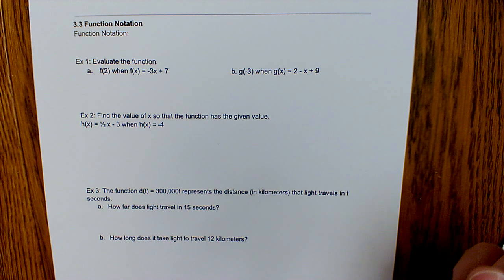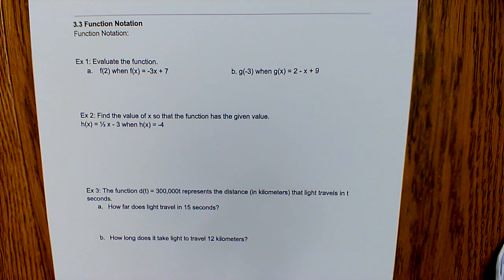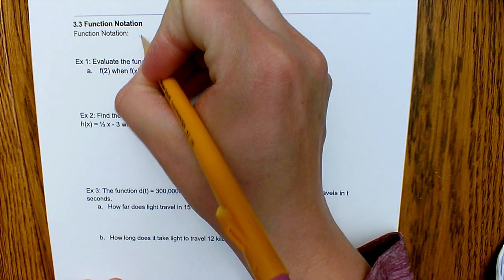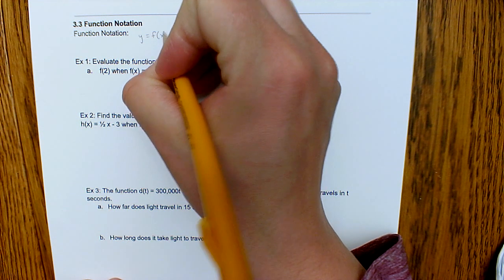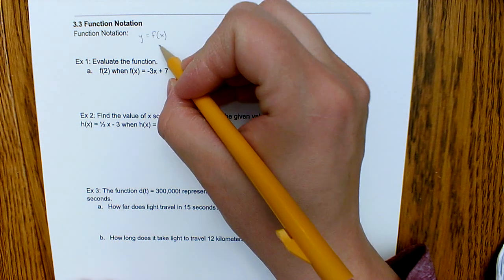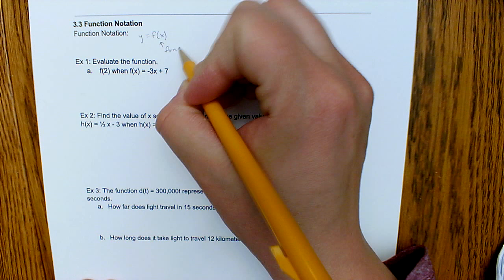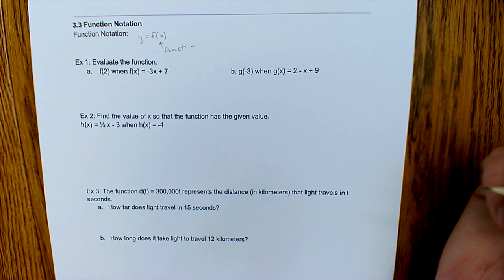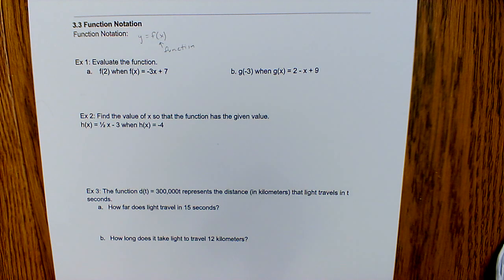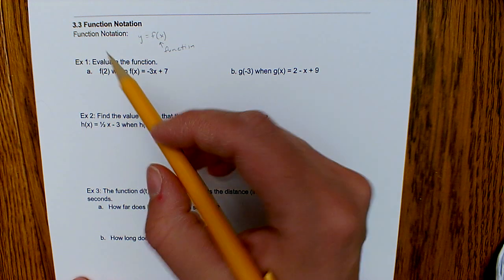Function notation is really the same as y equals f of x. This just represents our function. Like I said, it's basically the same thing as y equals. It just looks a little bit different, and it's really nothing that much different.